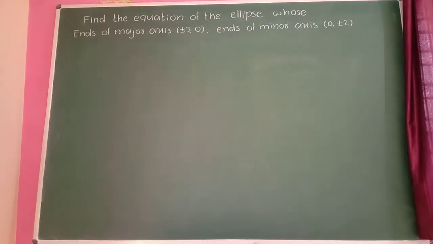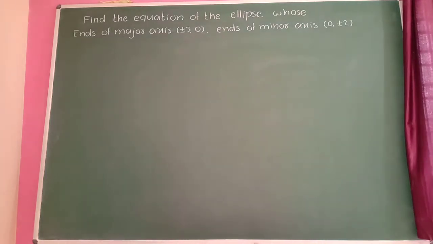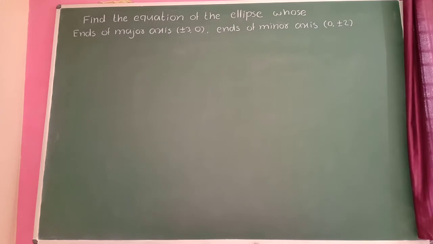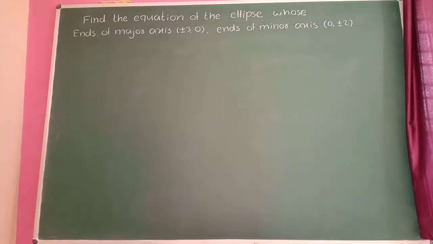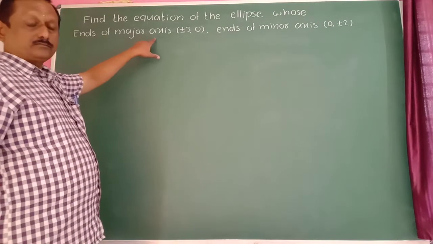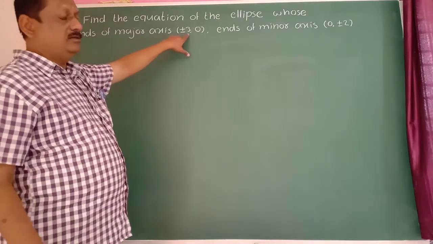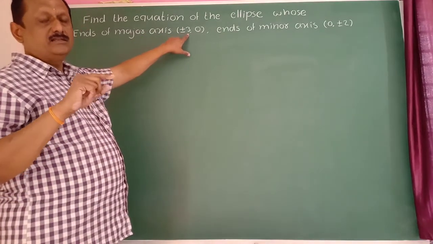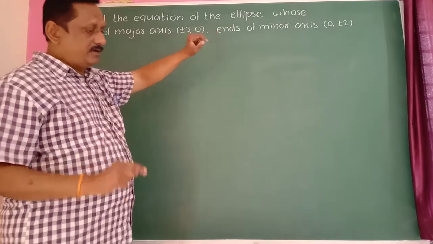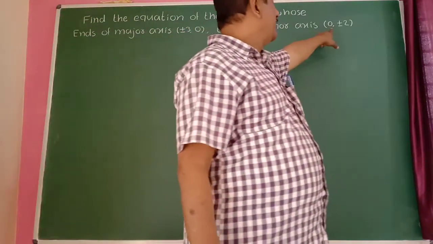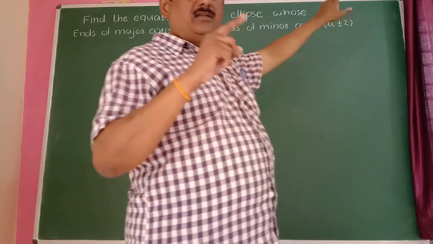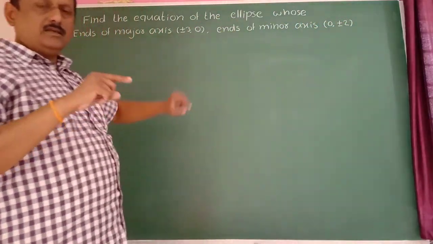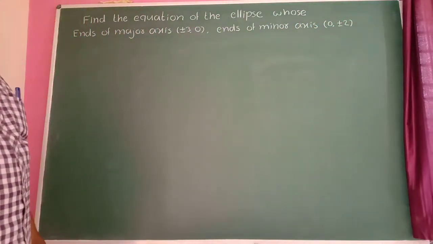In this case, ends of the major axis are plus or minus 3, 0 and ends of the minor axis are 0, plus or minus 2. Therefore, these points lie on the x axis here, so the major axis is along the x axis. Here the x coordinate is 0, so the points lie on the y axis. Therefore, the minor axis is along the y axis here.